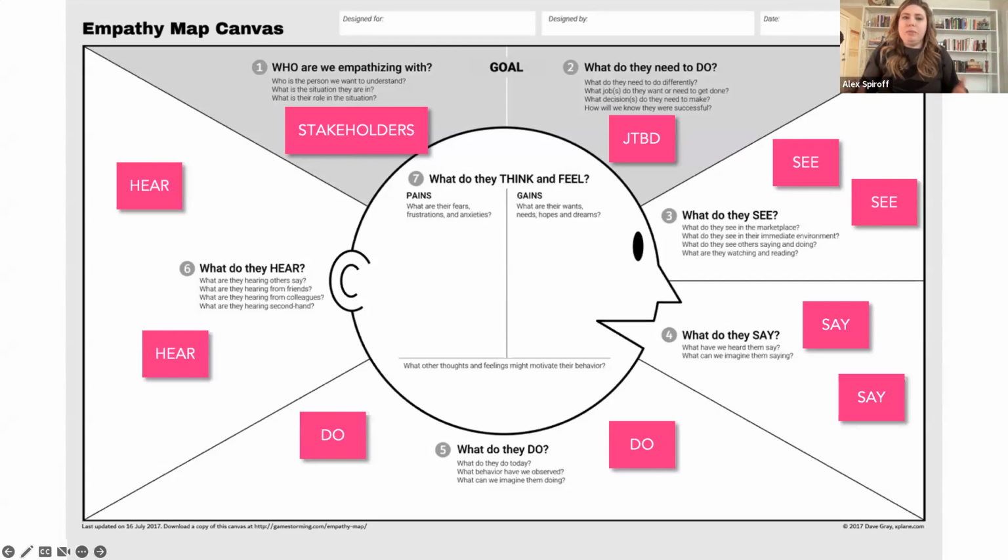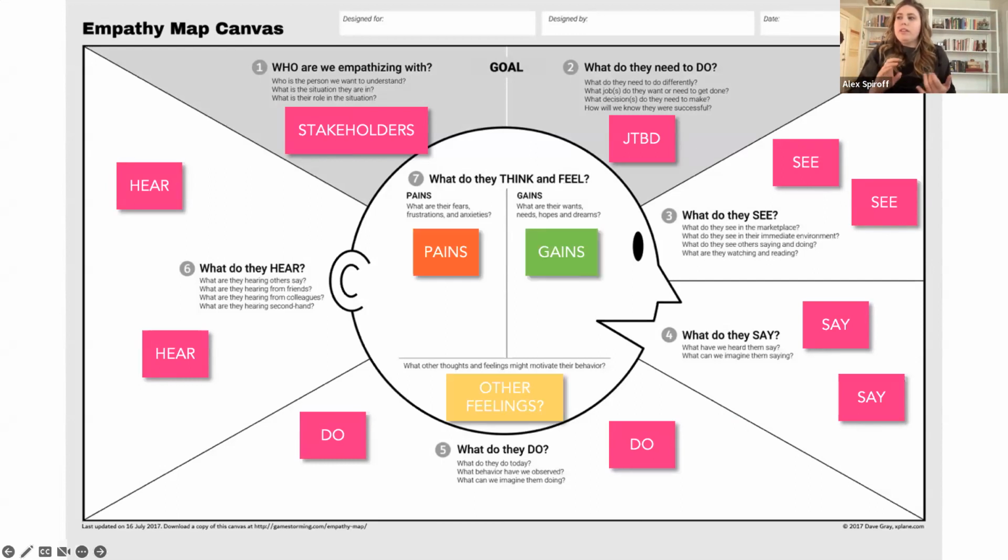And then what do they hear? What are things that they're hearing from others? What are things that they're hearing in their environment, hearing secondhand? What is that kind of external environment in which they're existing? And then internally, what are their pains, their fears, their frustrations, their anxieties, things that they're dealing with, going through? And then what are gains? So what are things that are their wants, their needs, their hopes, their dreams? What are things that they want? And then what are other thoughts and feelings that might motivate their behavior?